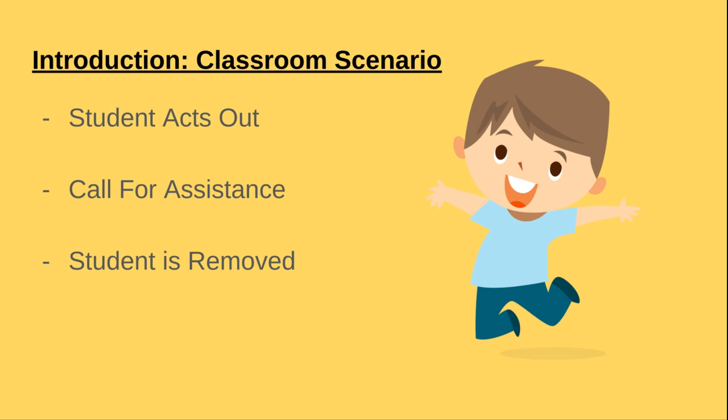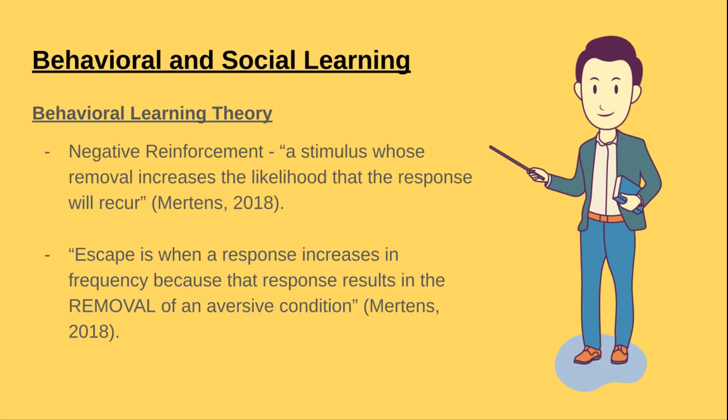Instead of responding to your concern with a positive response, the student begins to act out more and has now made a tremendous disturbance in the classroom. You call for assistance from administration, and the student is removed from the classroom. This scenario may not be unfamiliar to you.